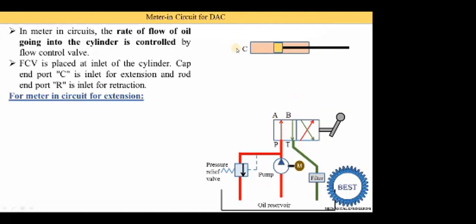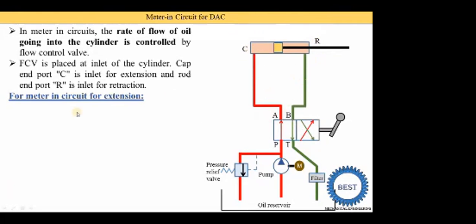This is called the cap end port. Why is it the cap end? Generally we wear a cap on our head, so it is on the upper part, so it is called the cap end. And here the rod is there, so this side is called the rod end port, and here R is written. This port A is connected with the cap end port, and the port B is connected with the rod end port.